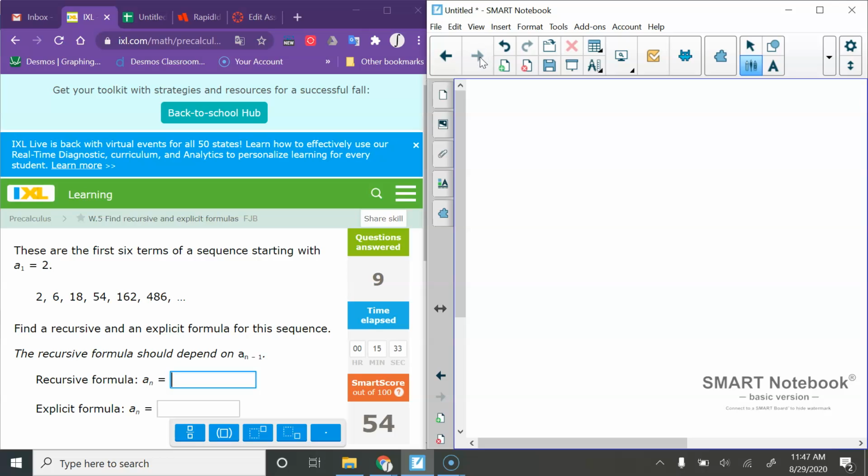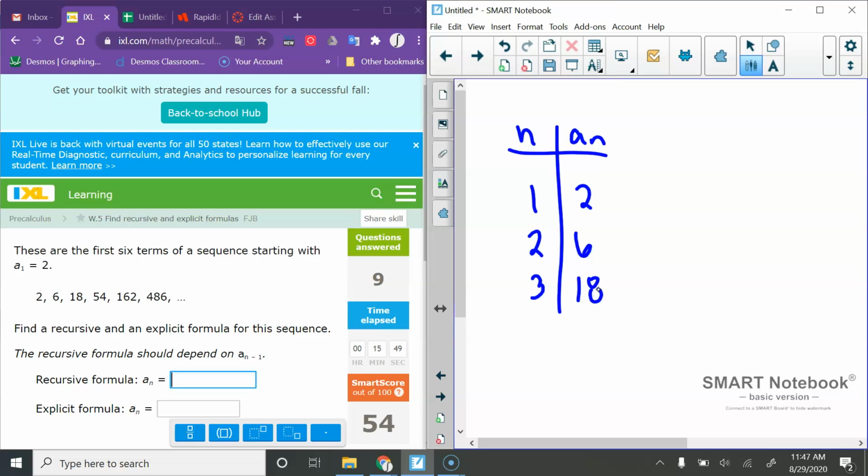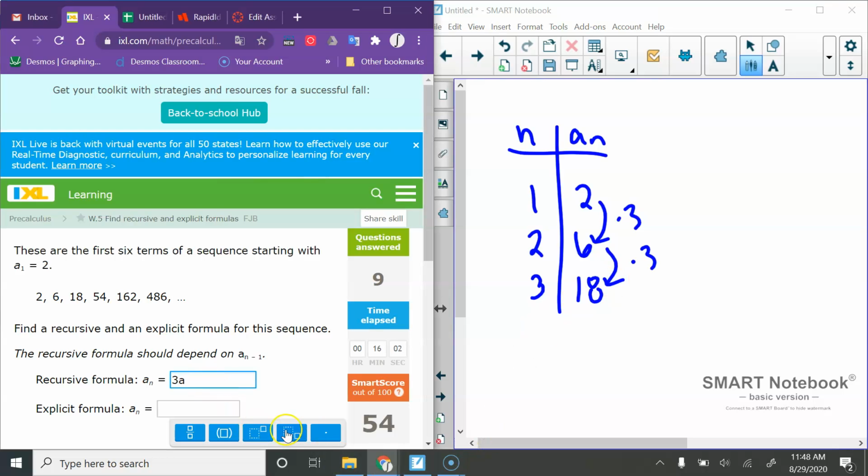Okay, let's do one more here. So we've got n and a sub n. So our first term is 2, our second term is 6, our third term is 18, and so on. And so to get from one term to the next, we need to multiply by 3. And that tells us that our recursive formula would be 3 times a sub n minus 1.